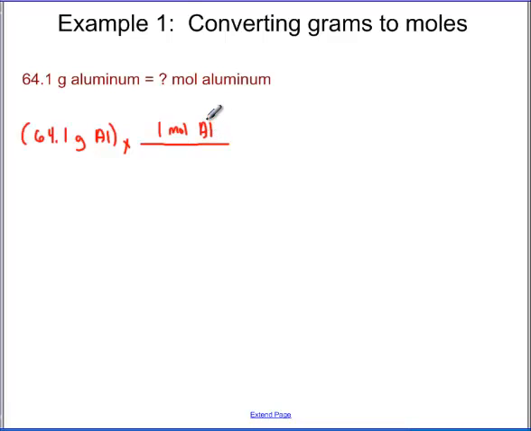I go to the periodic table to find the molar mass of aluminum. And depending on what periodic table you have, you'll have something similar to this, 26.9815 grams. Notice that the grams will cancel out.